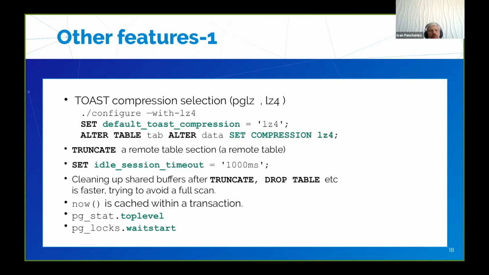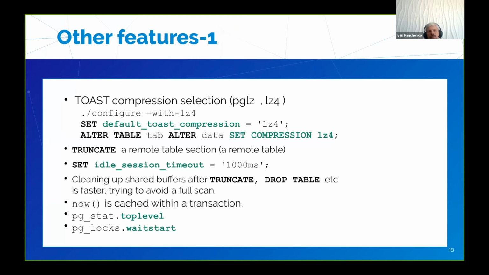So there is an optimization which allows cleaning up shared buffers more effectively after truncating, dropping a table, and so on. This is not the first optimization of this kind in Postgres. Caching now function. Also in system views, some new attributes, such as top-level attributes in pg_stat to distinguish between top-level queries or queries that are called inside others, for example, inside functions and procedures.